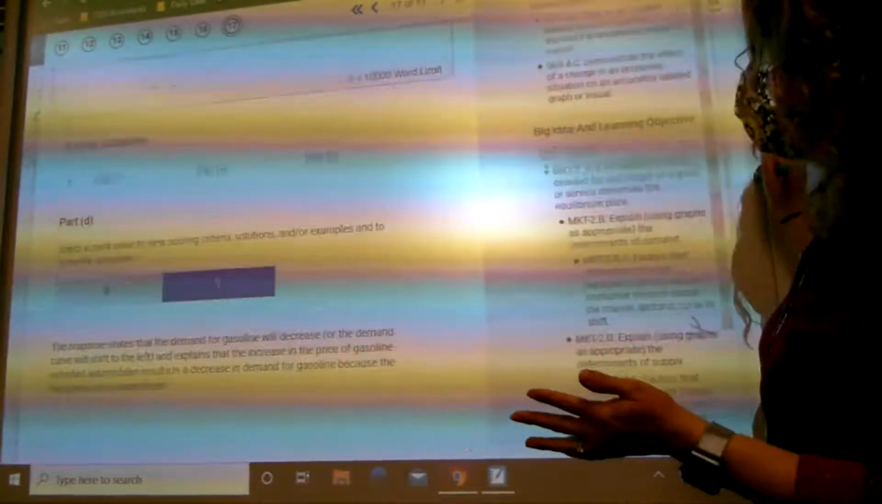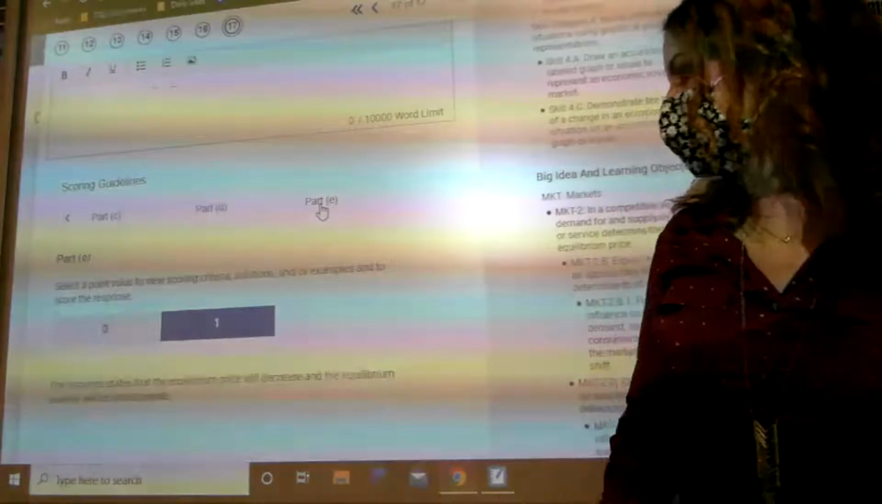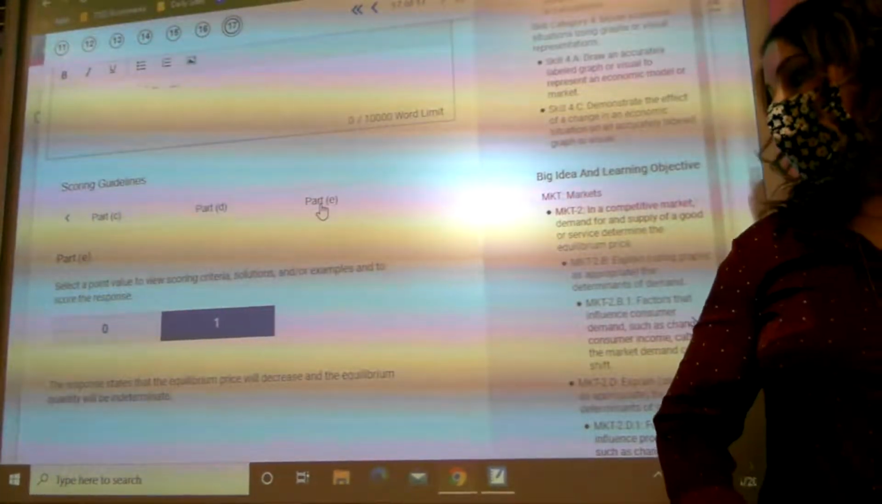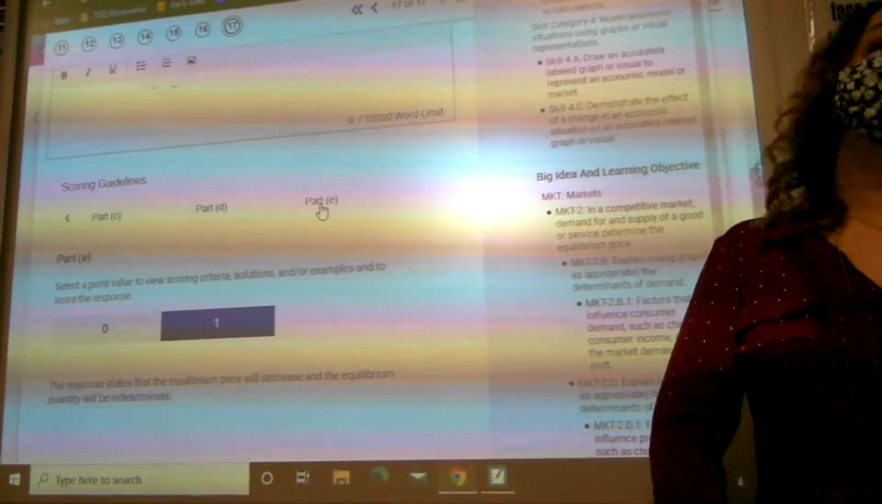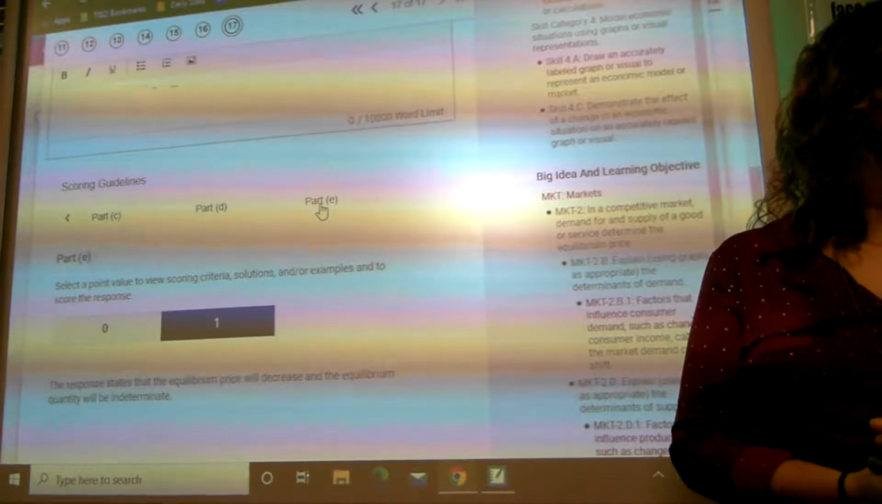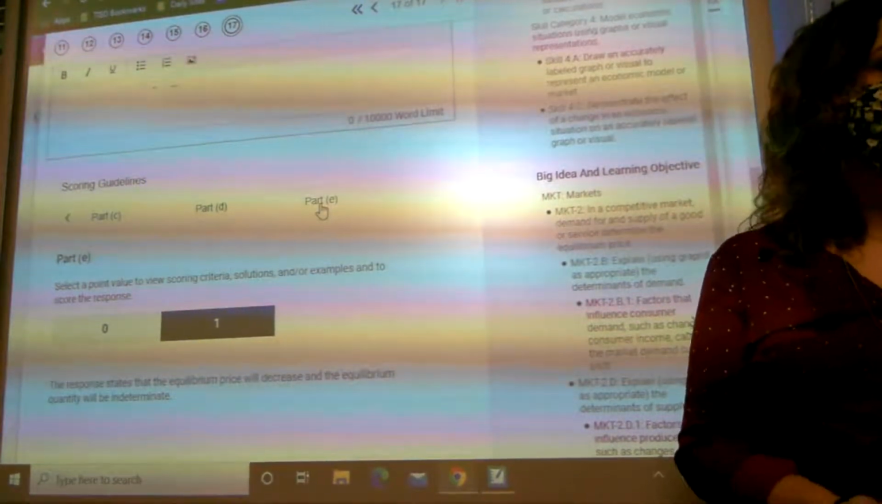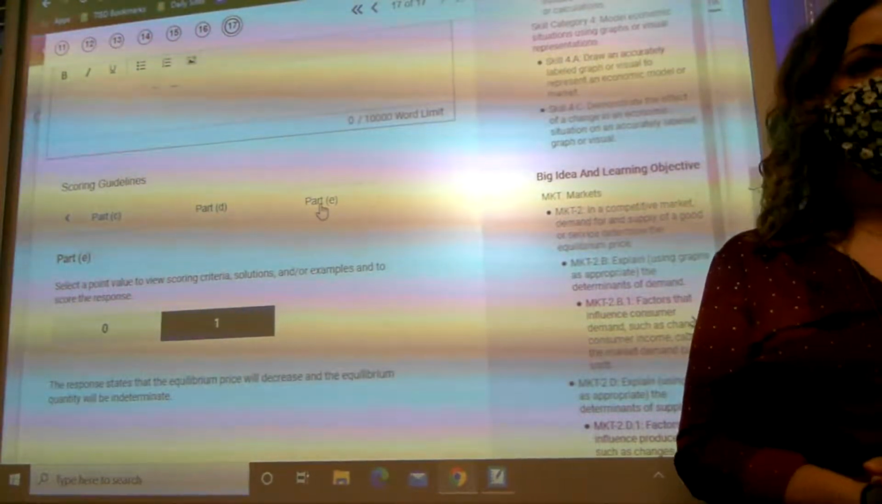And last but not least, letter E. The response should say that the equilibrium price will decrease and the equilibrium quantity will be indeterminate. How did we do? 4 out of 5. Not bad.